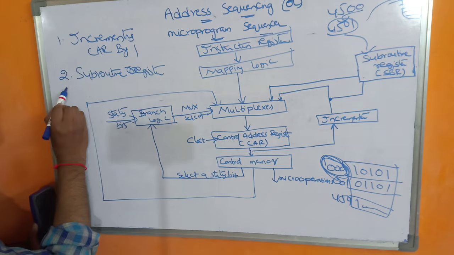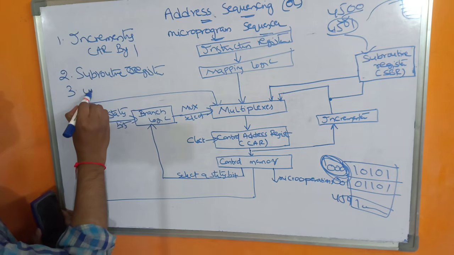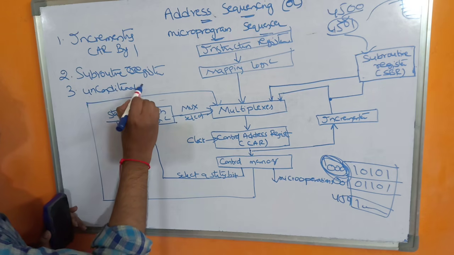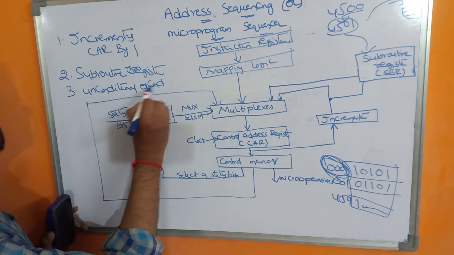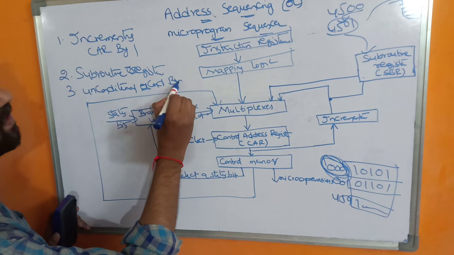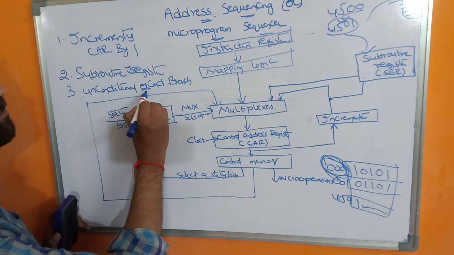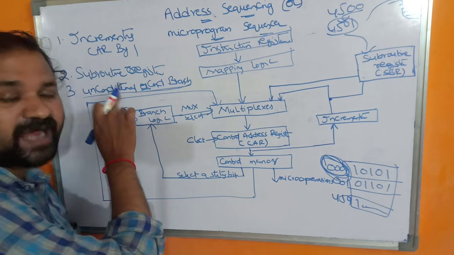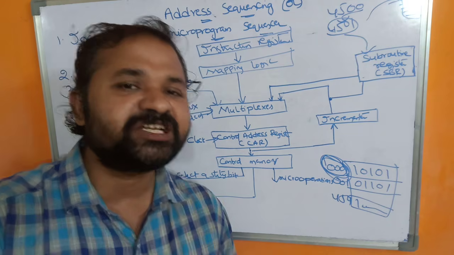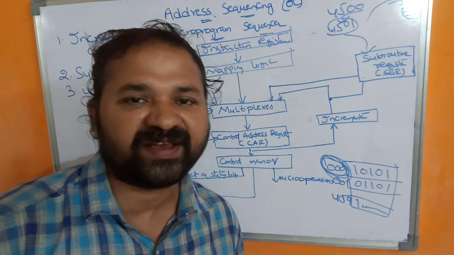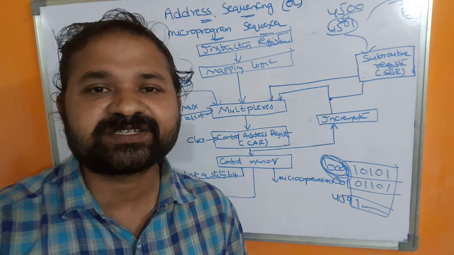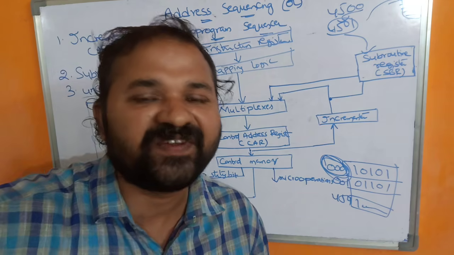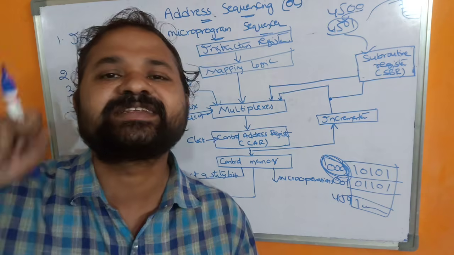Now let's see the third way. The third way is unconditional or conditional branch, based upon the status bits. First, let's see the unconditional branch. Unconditional, as the name itself specifies, means that without checking any condition, the corresponding address will be loaded into the control address register.